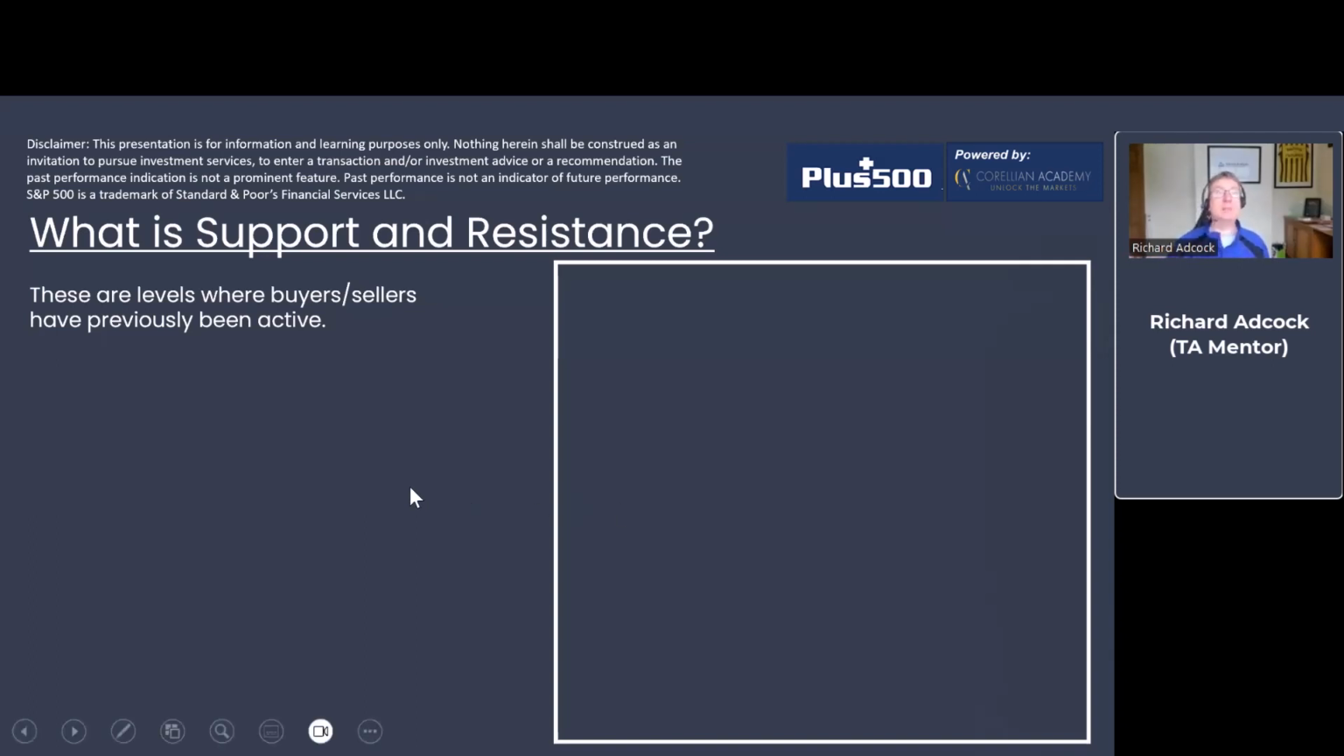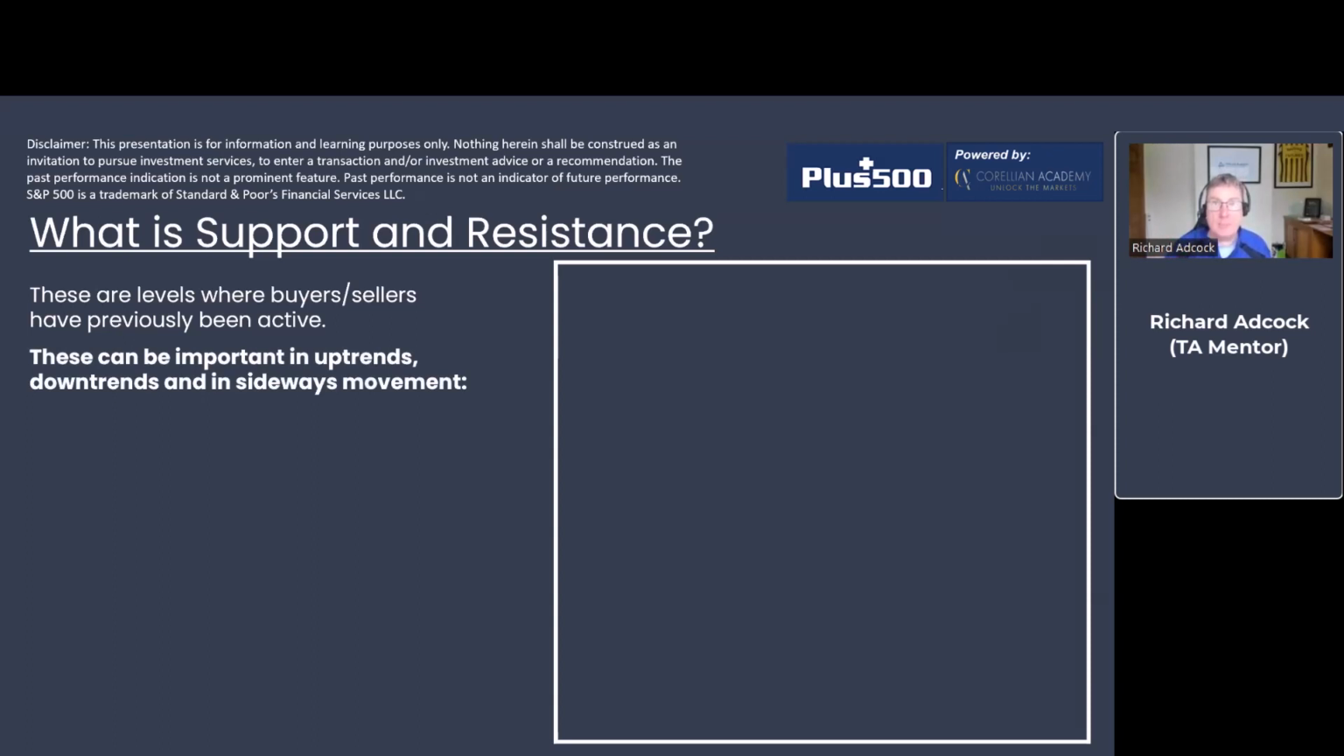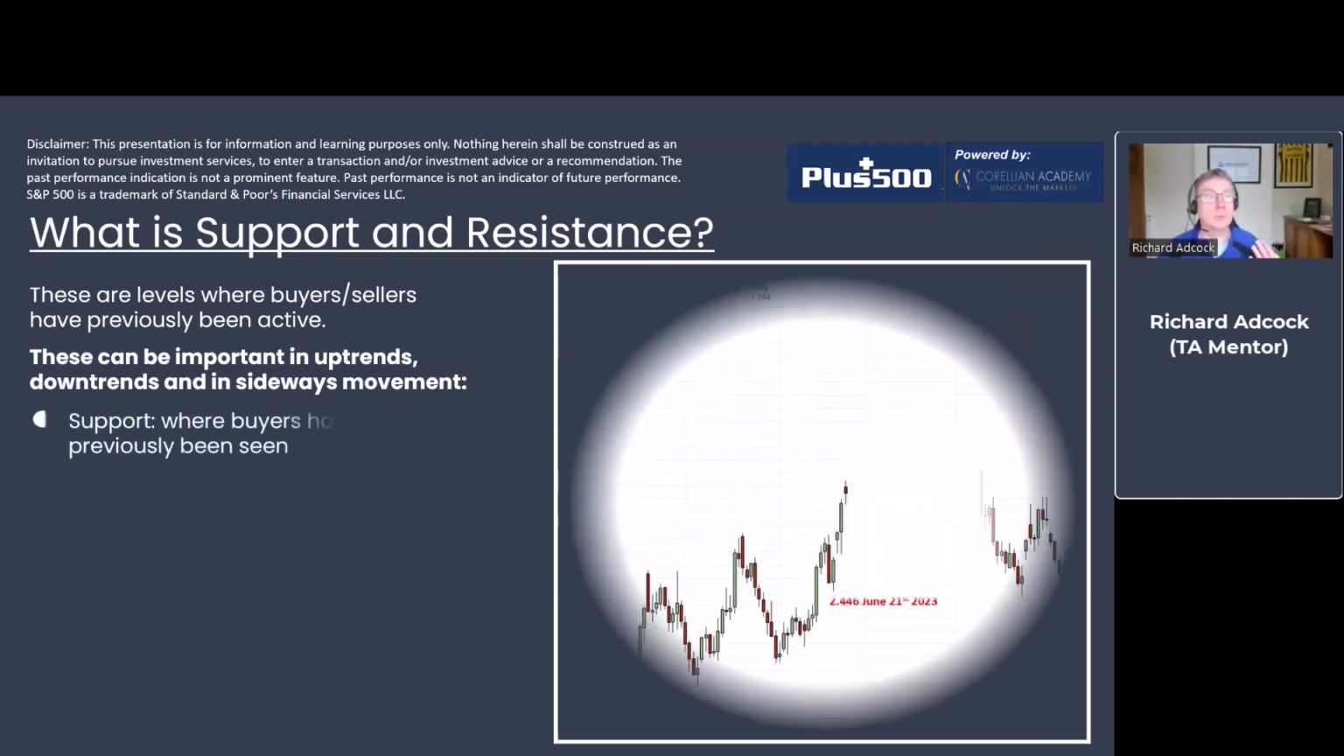Well, support and resistance are levels where buyers and sellers have previously been active. So where we've seen this type of buying or selling beginning to materialize naturally leads us to anticipate that area being an important support or resistance. Now, these can be important in uptrends, downtrends, or sideways movements.